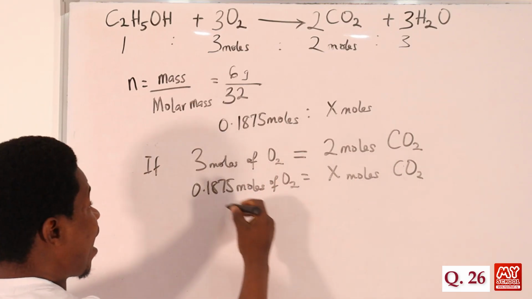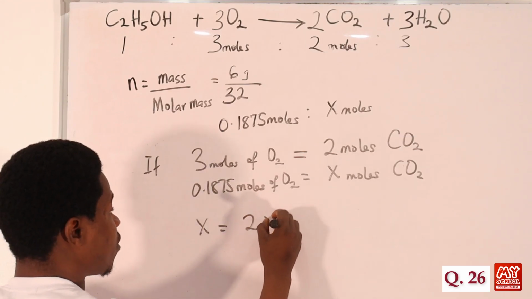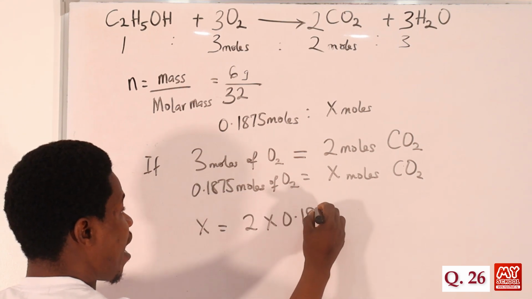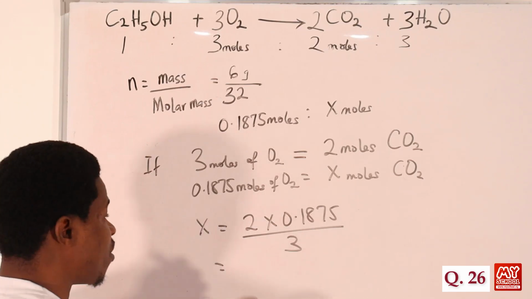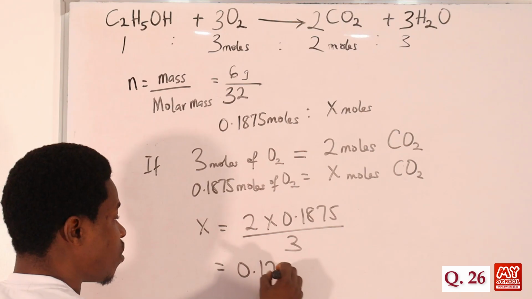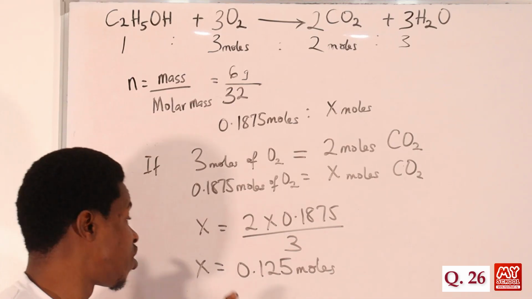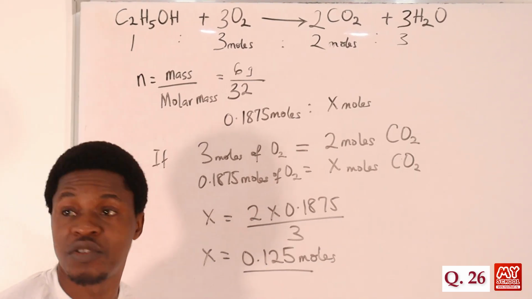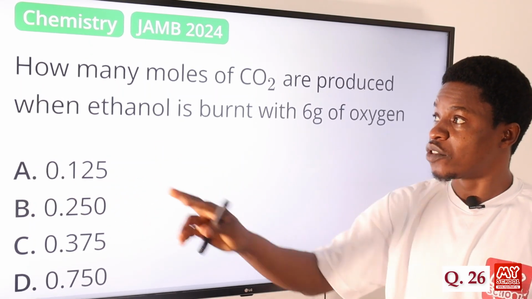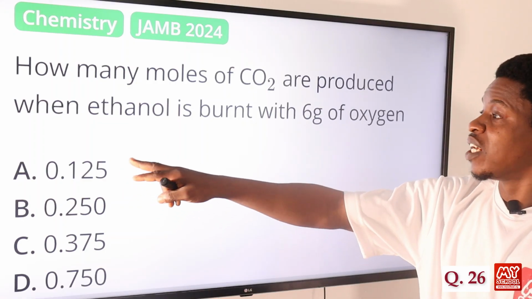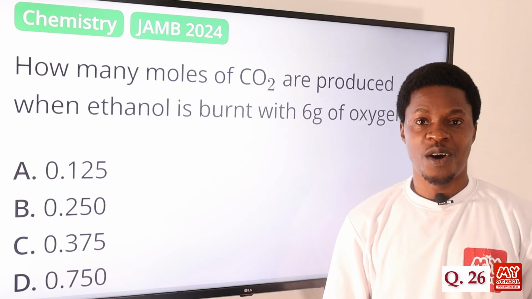If you cross multiply, X will be equal to 2 times 0.1875 divided by 3. By the time you punch this on your calculator, you're going to have 0.125 moles. You can check it out. So 0.125 moles. Let's move on to the screen and see what we have there. So that is option A, 0.125 moles. That is the number of moles of CO2 that will be produced when 6 grams of oxygen is burnt in ethanol. So the correct answer is option A.